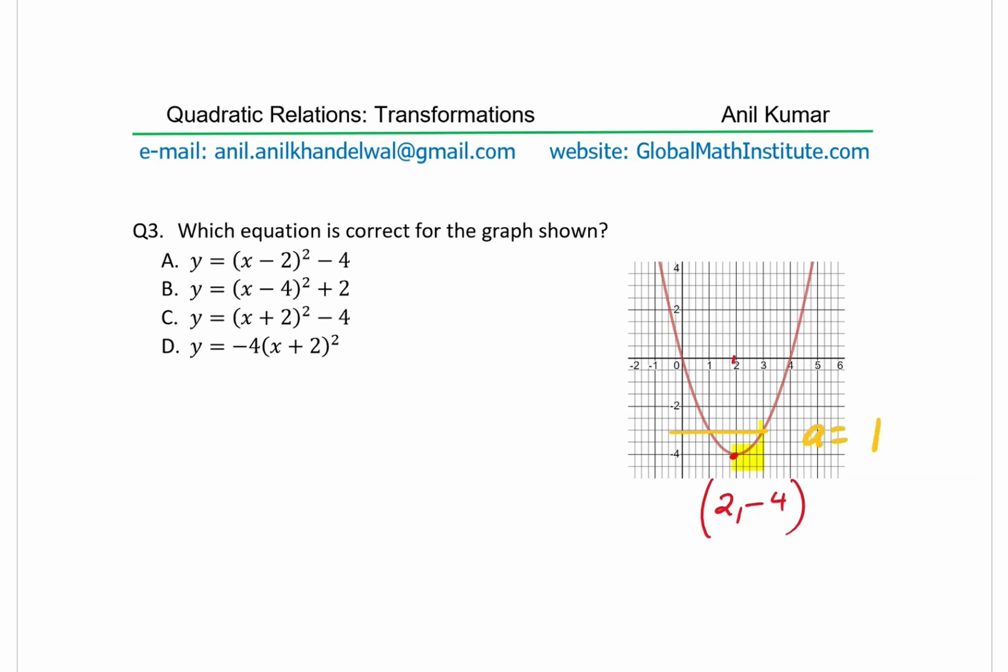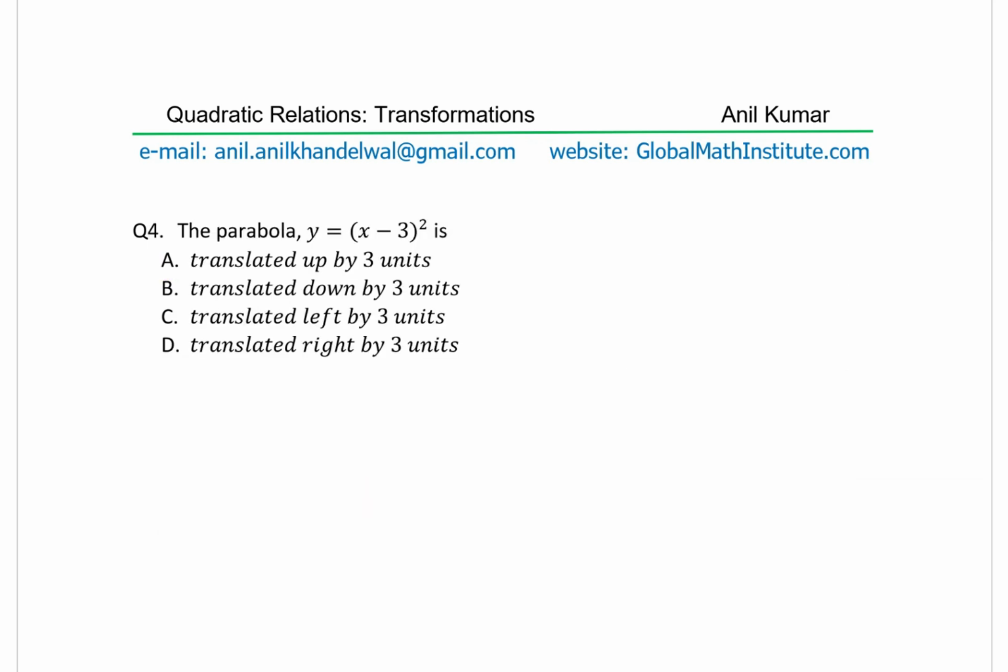And now we can write down our equation. So first write down your equation. y equals a is 1, x, this is 2, right? So x minus 2 whole square, and that is -4. So that should be your answer. So x minus 2 whole square minus 4 is option A. So again, write down your equation, then check the options. Question number 4. The parabola y equals x minus 3 whole square is, this is inside, correct? So whenever we have inside, then the only transformation is horizontal.